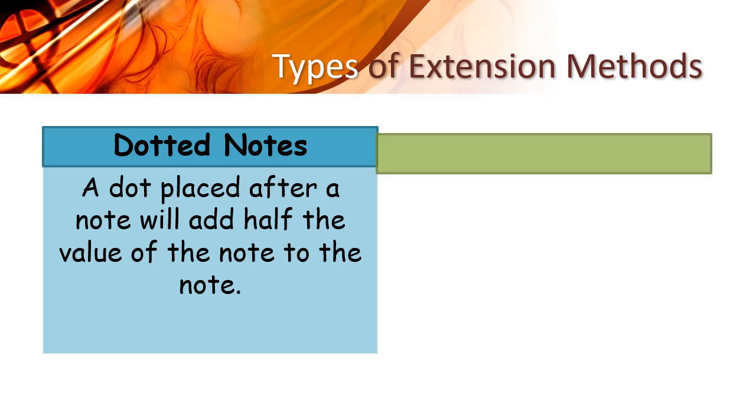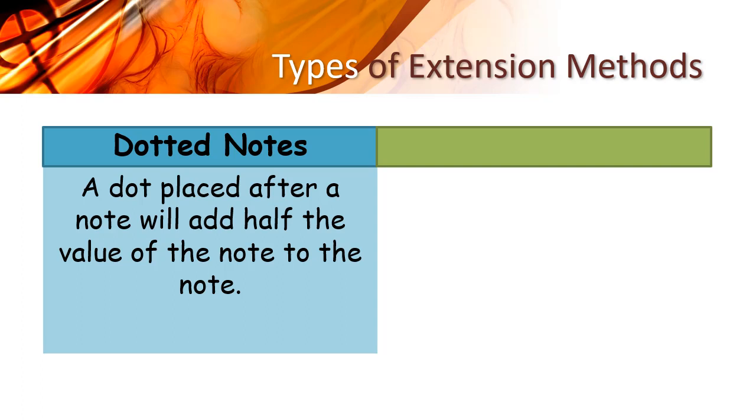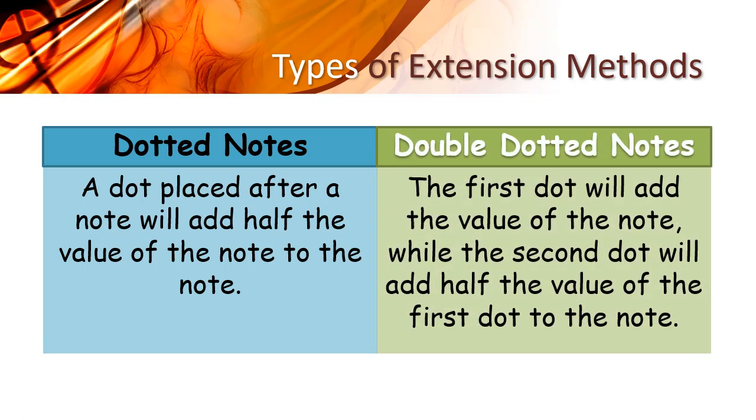Now the other form of dotted note is the double dotted notes. What this means is that we have two dots added to a note. Unlike in a dotted note, where we just have one dot, in a double dotted note, we have two dots. For the two dots, the first dot will add half the value of the note to the note. The second dot will add half the value of the first dot.